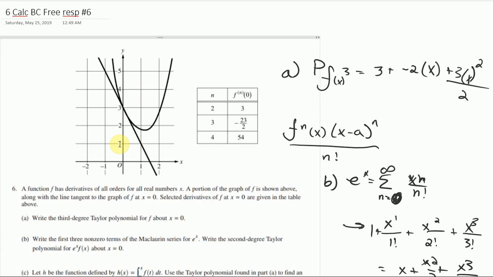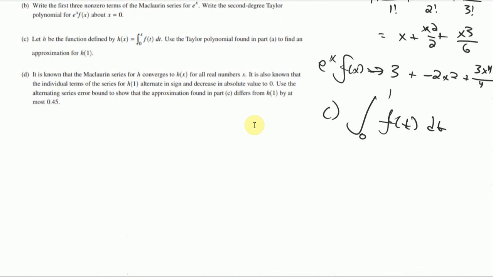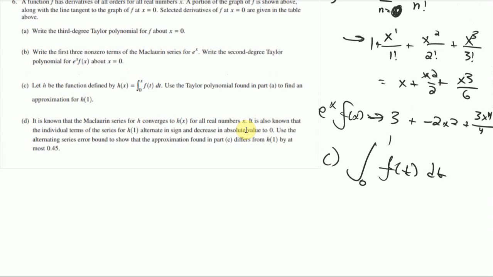That triangle right there looks like it could be about 1, and this square looks like it's 1. You know what? It's 1. All right, part D.